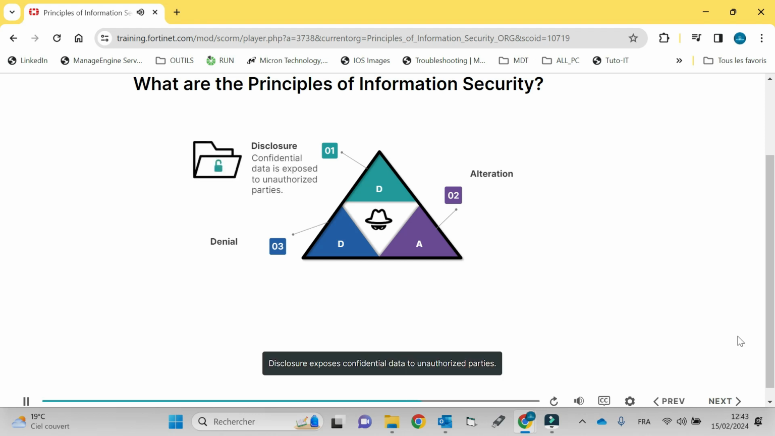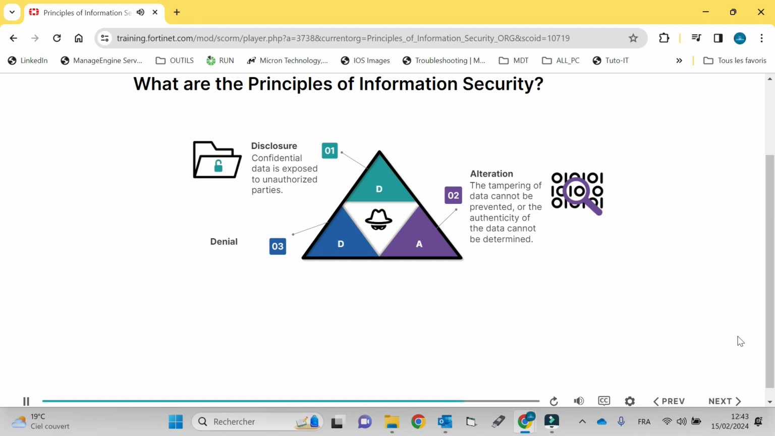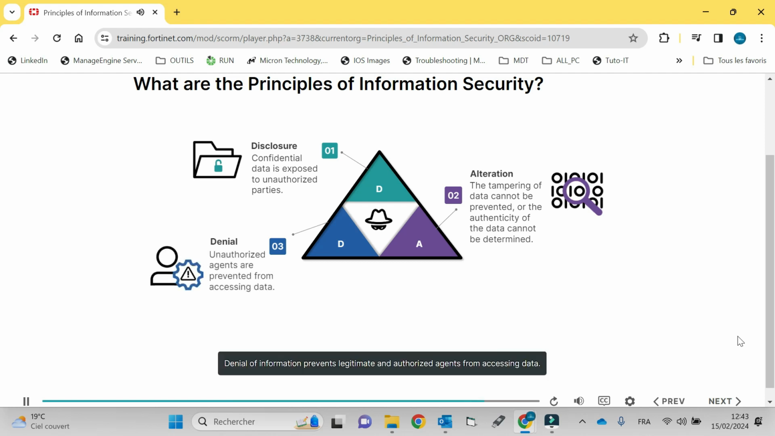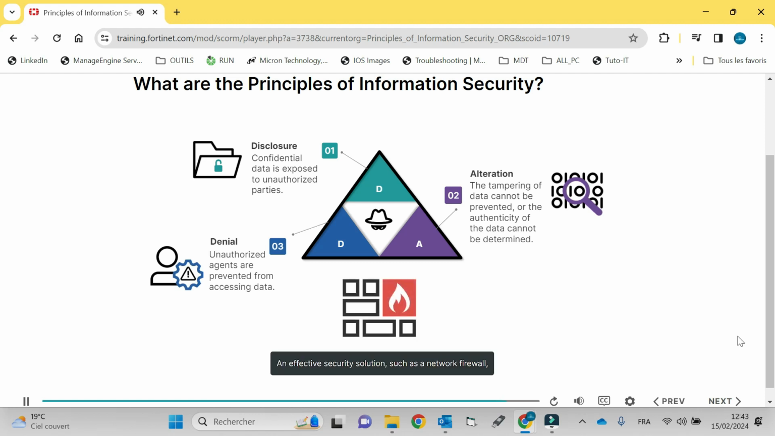Disclosure exposes confidential data to unauthorized parties. The alteration of data, or the inability to test for alteration, makes the data untrustworthy. Denial of information prevents legitimate and authorized agents from accessing data. An effective security solution, such as a network firewall, will help neutralize the DAD triad.